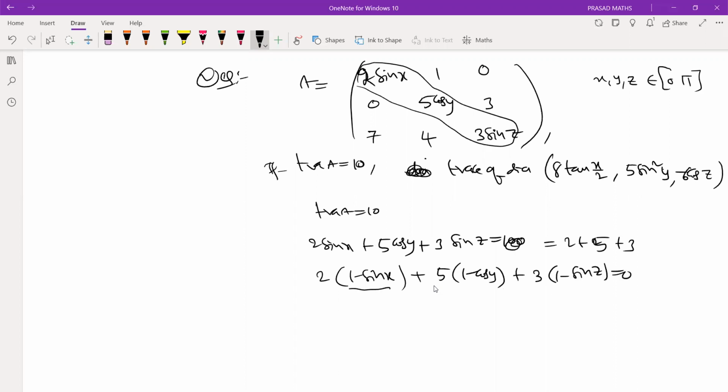This is non-negative, this is also non-negative, and this is also non-negative, because sin is bounded by plus 1 and minus 1. Yes or no? Therefore, 1 minus sin x should be non-negative. Similarly, cos is also bounded by minus 1 and plus 1. Therefore, 1 minus cos y should be non-negative. So this is non-negative, this is non-negative, this is non-negative. A sum of non-negative terms is 0 if and only if each individual term is 0.